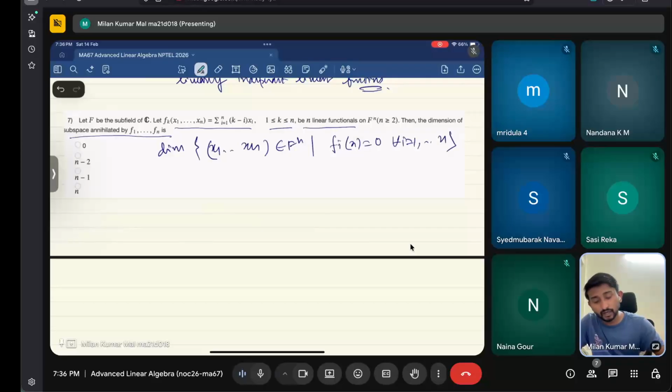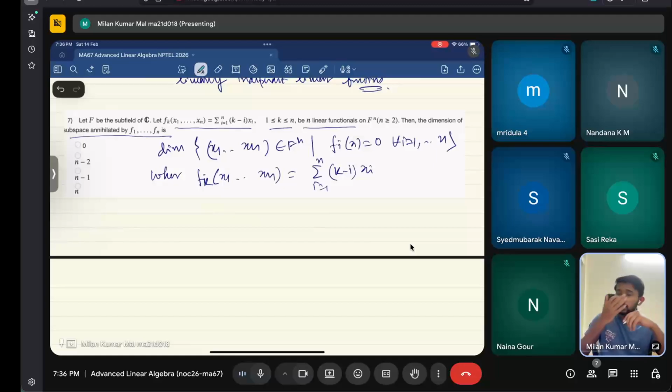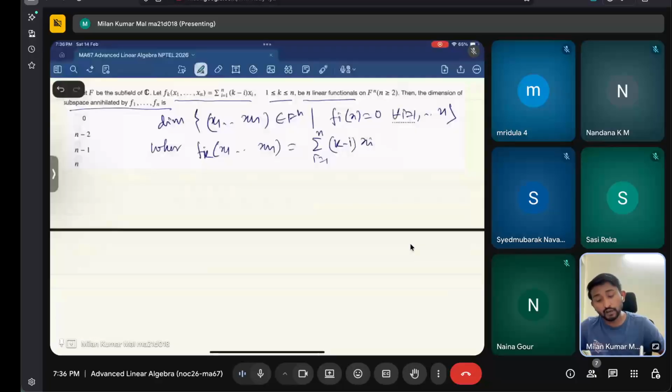Here, for i given, fi(x1, x2, ..., xn) is equal to the summation of (k minus i) times xi, i equals 1 to n. This is nearly the same way as what I have tried, though not exactly the same. Just for the sake of completeness, I will prove this one in a slightly different way, but let me tell you a very efficient way, at least, to solve it, though maybe this problem may not be solvable that way.